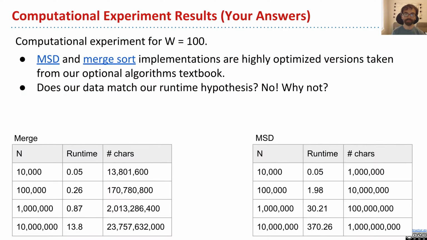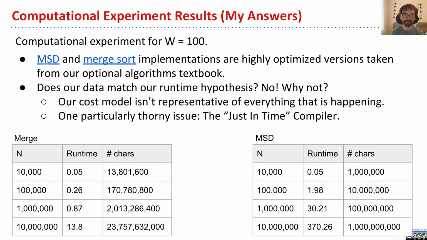There's a number of different reasons one might give for why our hypothesis is wrong. I'll leave the answers. There's probably a lot we'll come up with in class, but my answer, first and foremost, is that our cost model doesn't represent everything that's happening. It doesn't capture, for example, the creation of the cumulative sum array. It doesn't capture the fact that in merge sort, we need to create another array that we copy stuff back and forth to, who knows whatever else.